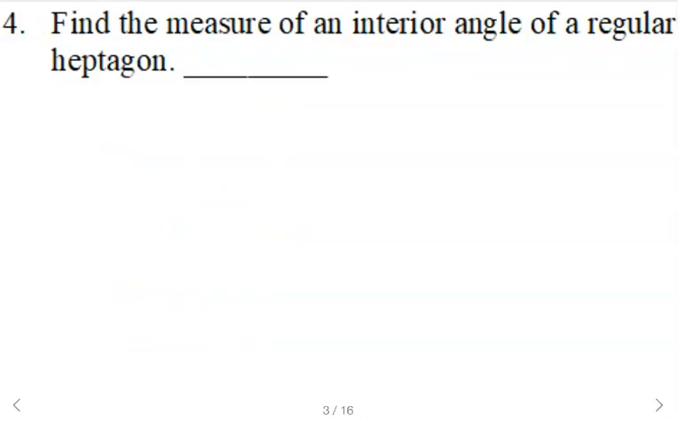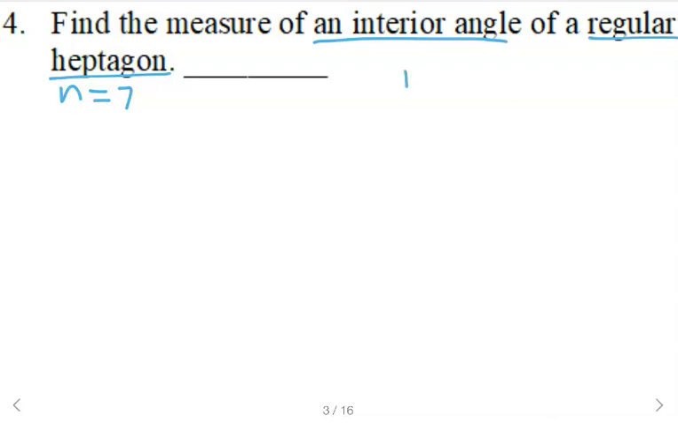Find the measure of an interior angle of a regular heptagon. So now we're looking at a single interior angle, and it is a regular heptagon. A heptagon has 7 sides. A hexagon has 6. A heptagon has 7.